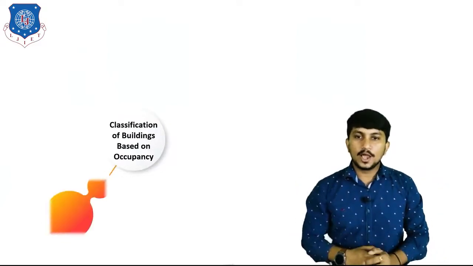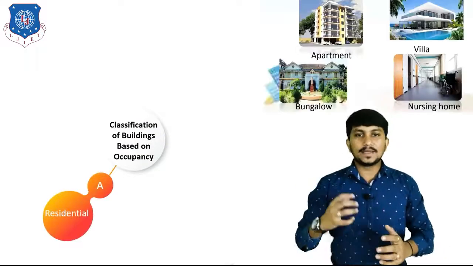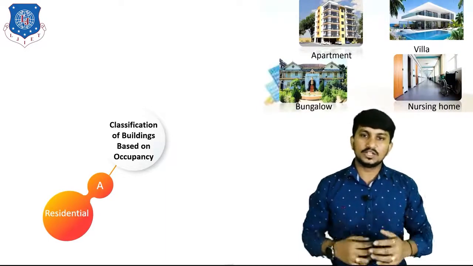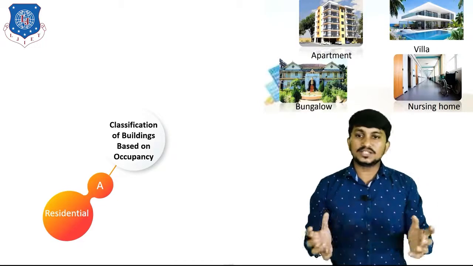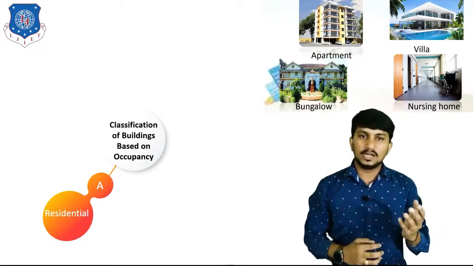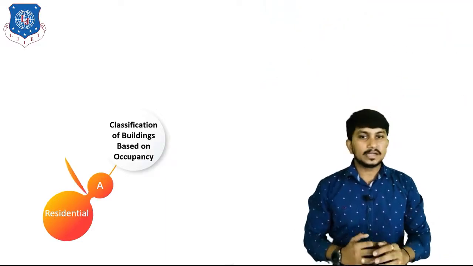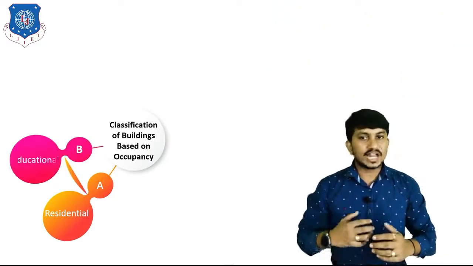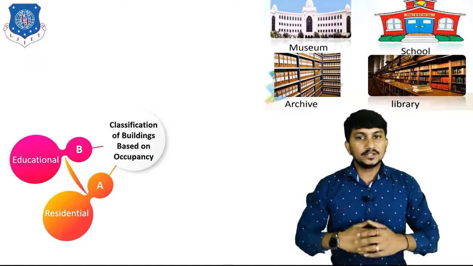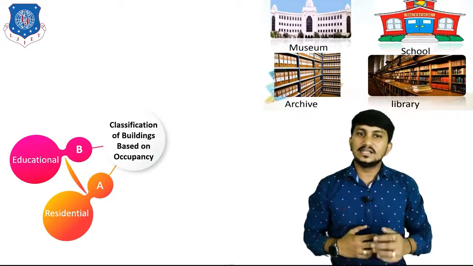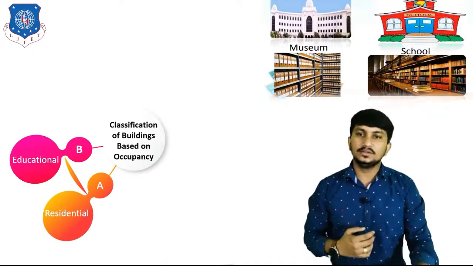First group is Group A, which is residential type of building, which is used for living accommodation with or without kitchen facilities. The examples of residential buildings are apartment, villa, bungalow, nursing home, etc. The second group is educational type of building, which are used for educational facilities like school, colleges, library, museum, etc.